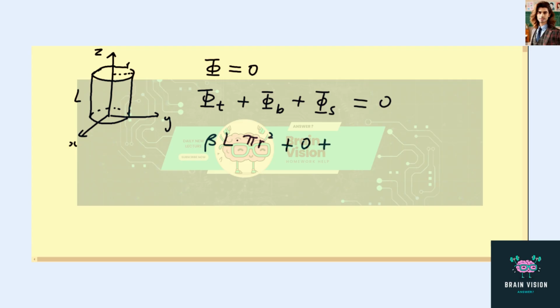And finally, the flux through the side surface equals the radial component times the surface area of the side surface, which is 2 pi r L. There's no contribution to this term from the z component. So we get this simple algebraic equation, and from it, we get the radial component equals negative beta r over 2.